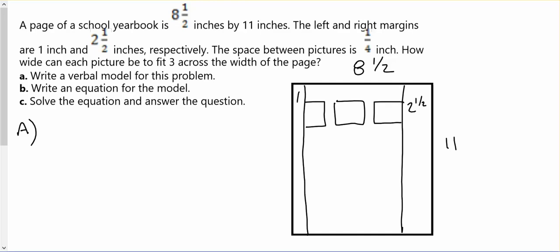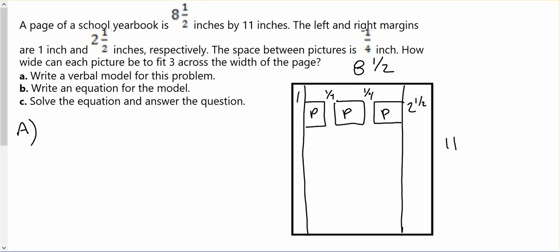Okay, so we've got our space between our pictures, and I'd imagine we'd have more pictures as we go, but so we've got a picture, and a picture. It says the space between pictures is 1/4 inch, so that would be 1/4 here, and another 1/4 here. So for our verbal model, we're going to have what it is.